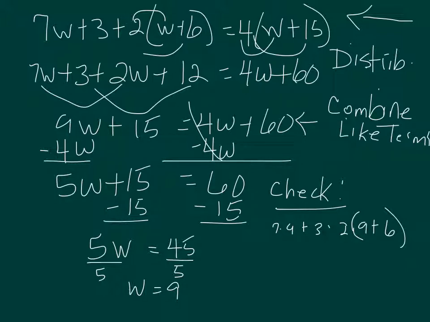Let's deal with that first. Okay, parentheses. I get 9 plus 6 is, that's right, 15. 15 times 2, this gives me 30. I have 7 times 9 is 63, plus 3 times 30. 3 times 30 is 90. 63 plus 90 gives me what?